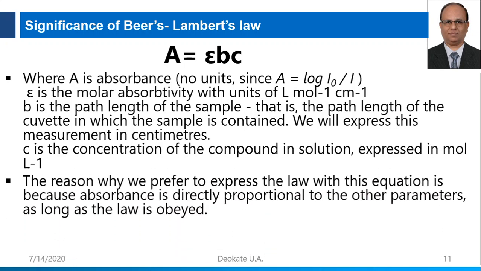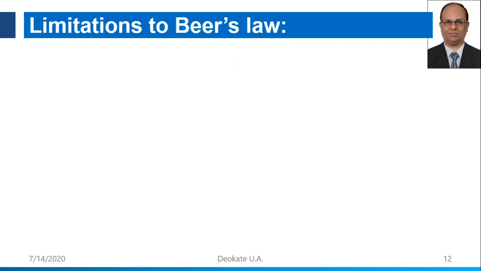The reason why we prefer to express the law with this equation is that the absorbance is directly proportional to the other parameters. So as the absorbance increases, your concentration increases, path length increases, molar absorptivity increases, as long as it obeys Beer's law. Beer's law also has certain limitations that we have to study. So what are the limitations to Beer's law?